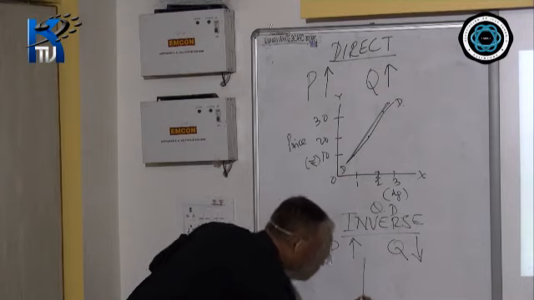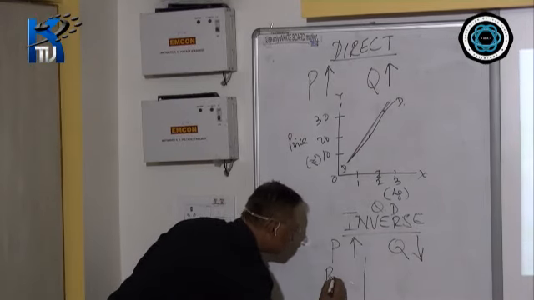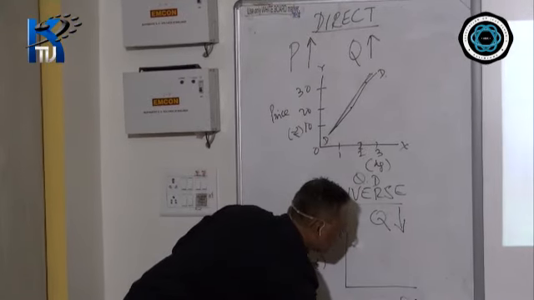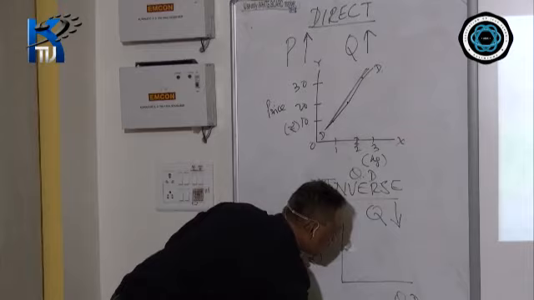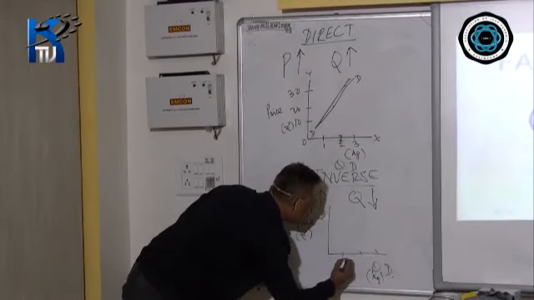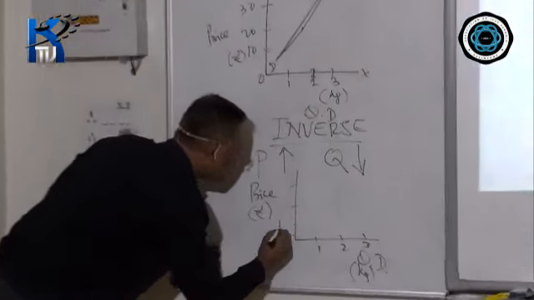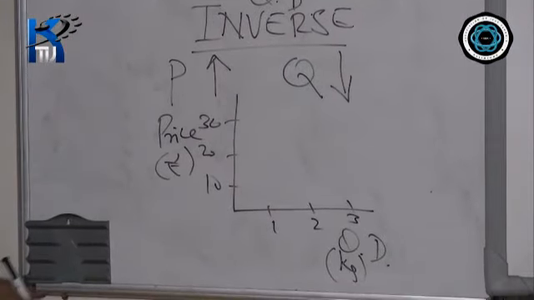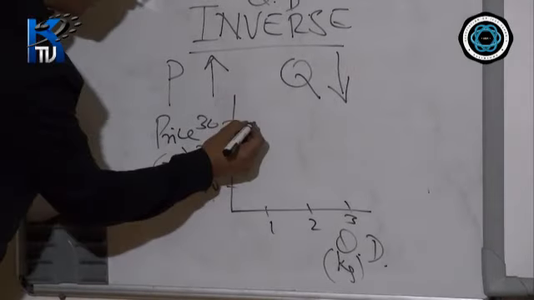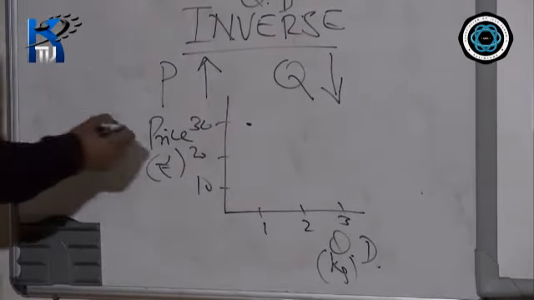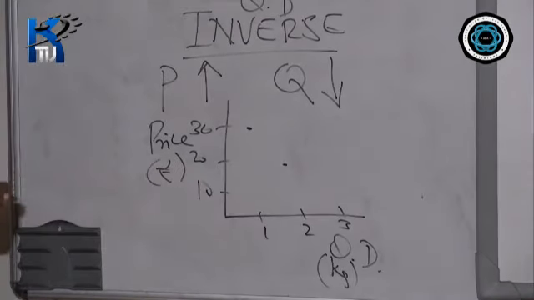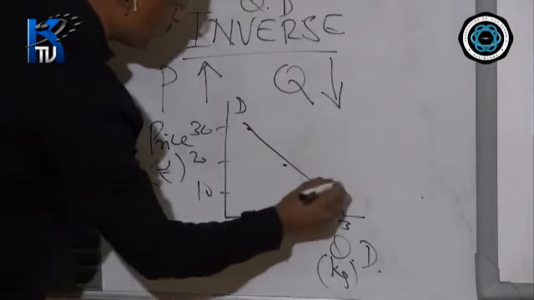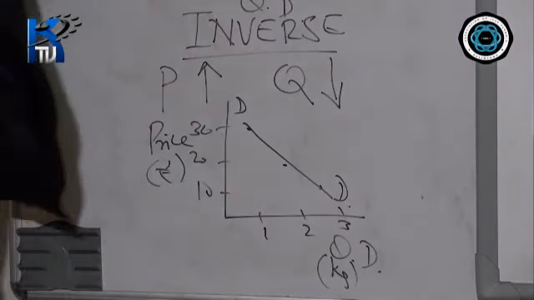Let's have a look at the graph. Price in rupees and quantity demanded in kgs per week, of course. 1, 2, 3 and 10, 20, 30. Let us say when the price is 30 rupees, you buy 1 kg. When the price is 20 rupees, you buy 2 kg. And when the price is 10 rupees, you buy 3 kgs. You can see the graph.